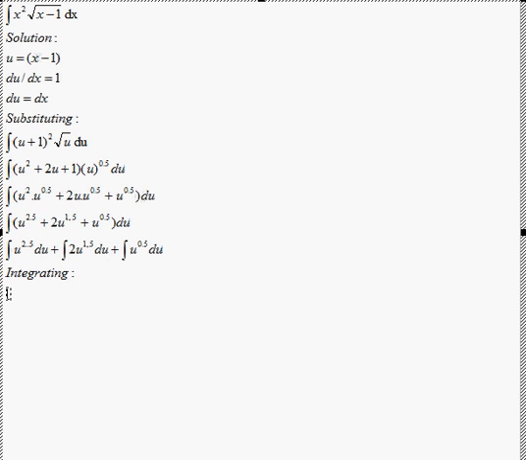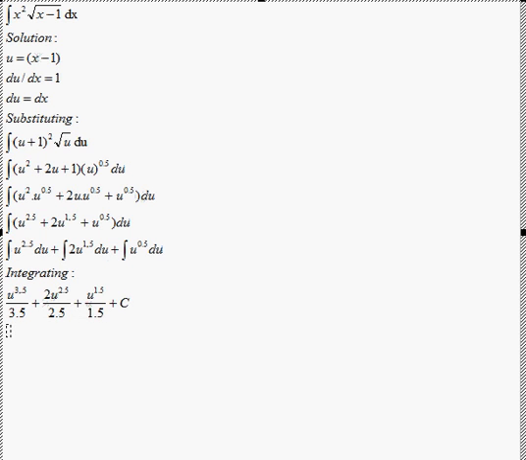So integrating this term would yield u power 3.5 over 3.5 plus 2u power 2.5 over 2.5 plus, integrating this term, u power 1.5 over 1.5 plus c.